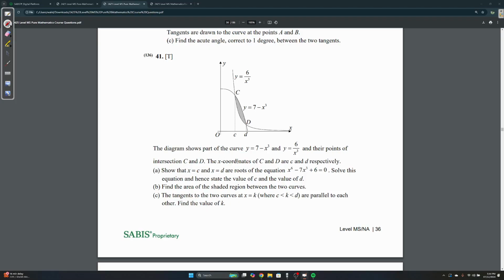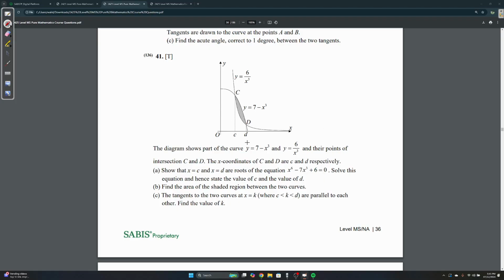The diagram shows part of the curve y equals 7 minus x cubed and y equals 6 over x cubed and their points of intersection C and D. The x coordinates of C and D are c and d respectively. Show that x equals c and x equals d are roots of the equation x to the power of 6 minus 7x cubed plus 6 equals 0. Solve this equation and hence state the value of c and the value of d.